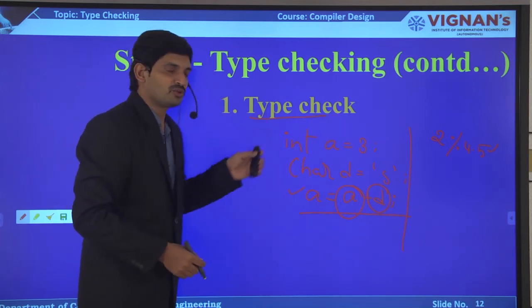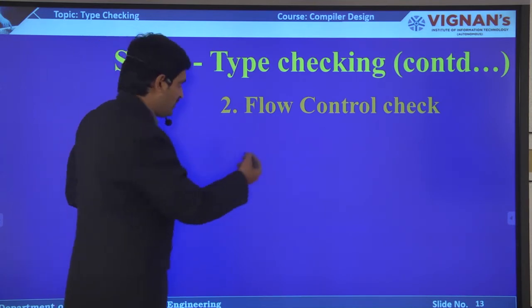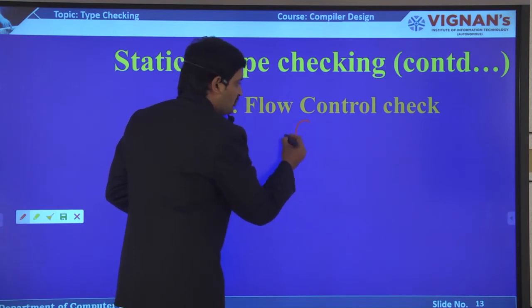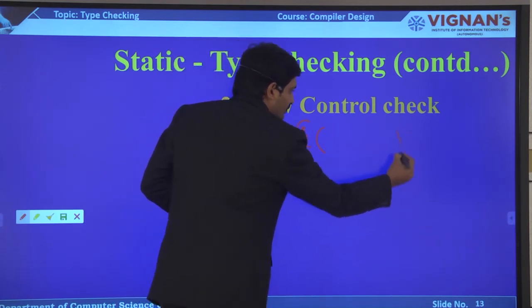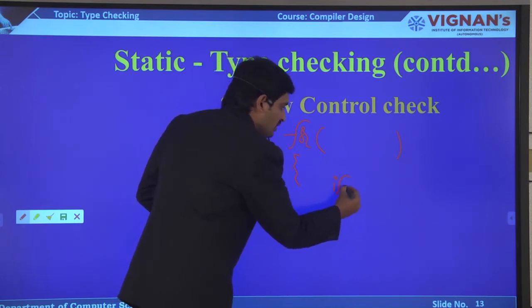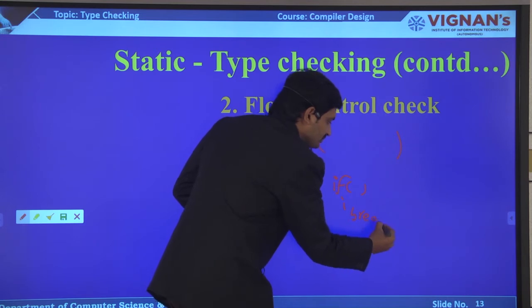Okay, now come to the second one. The second one is flow control check. What is flow control check? Let us say I am executing some for loop, and in between the for loop there is an if statement, and depending upon it I write break, that's fine.